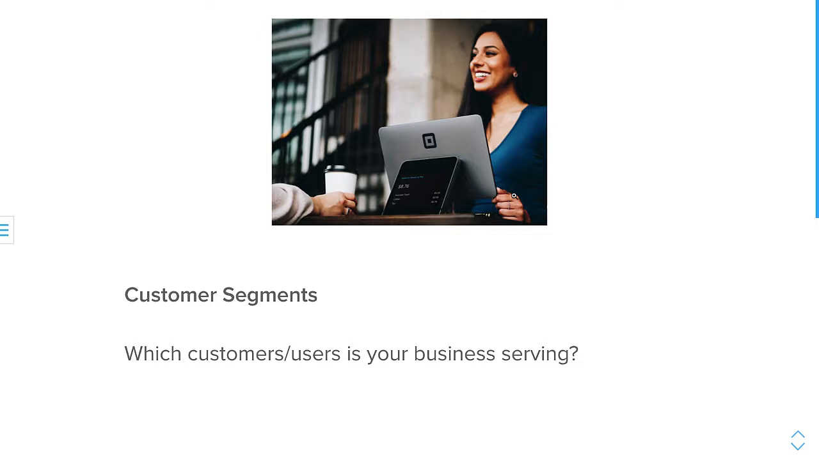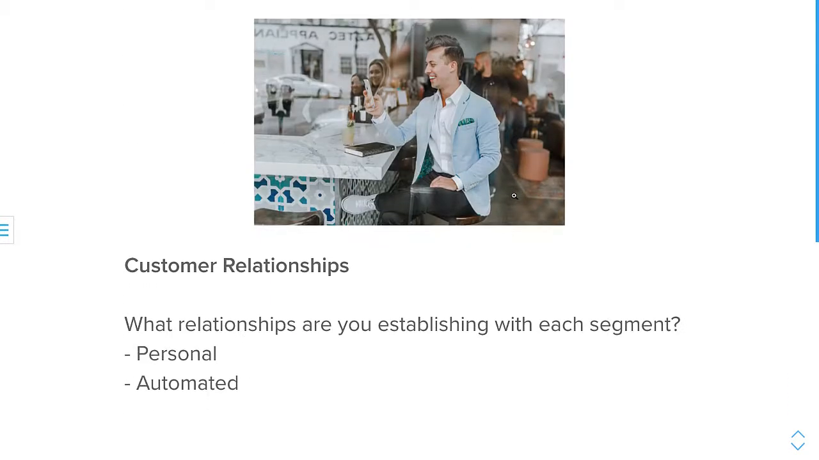The next step after you define your customer is your customer relationships, right? What type of relationship do you want to establish with your customer segment? Are you going to be personal? Are you going to be automated? What type of relationship are you going to have with your customers? You can see here, this gentleman looks like he's in a coffee shop or some sort. That's more of a personal relationship that you're forming with your customer, right?